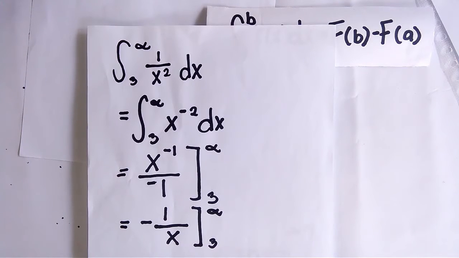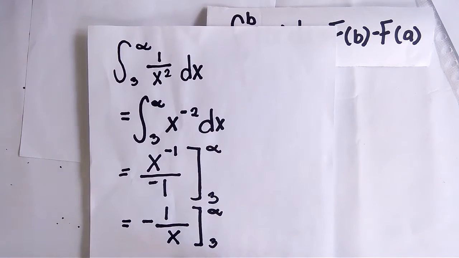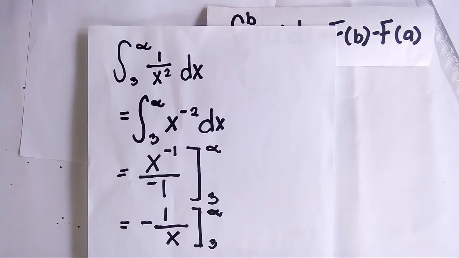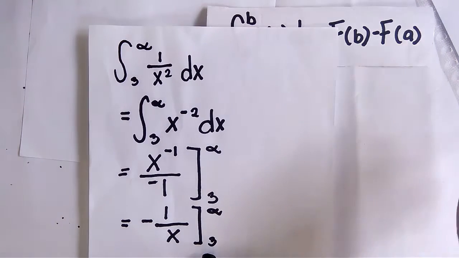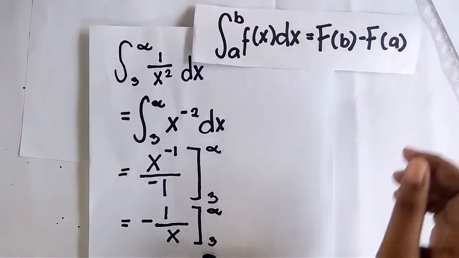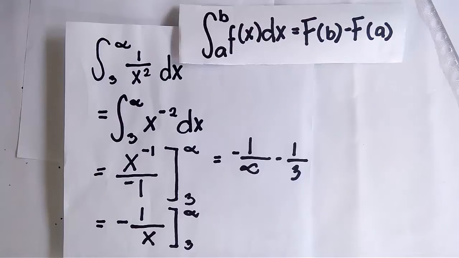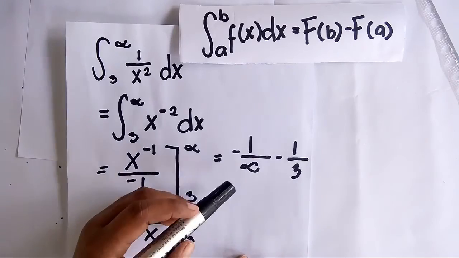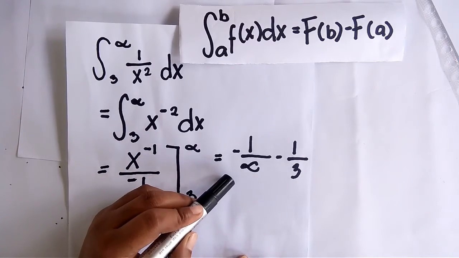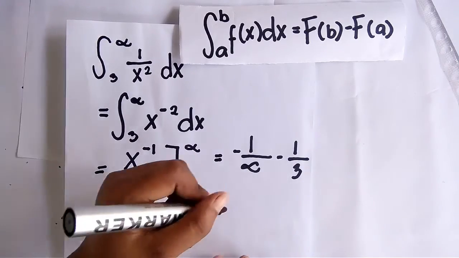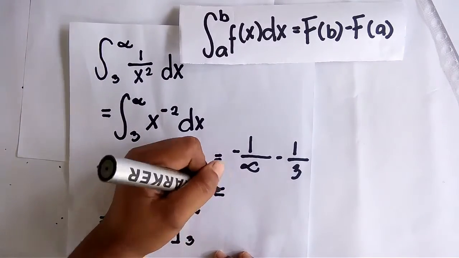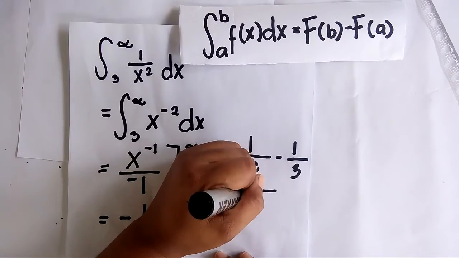So, I put the x raised to negative 1 to the bottom. Now, let's proceed. Let's substitute first the infinite before the 3 based on the formula given. So we have negative 1 over infinite minus 1 over 3. So the final answer should be negative 1/3.